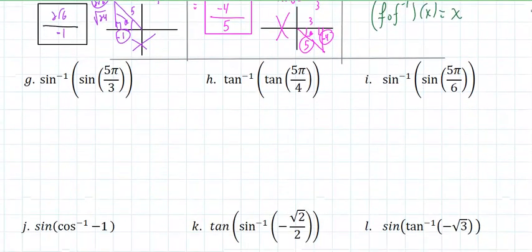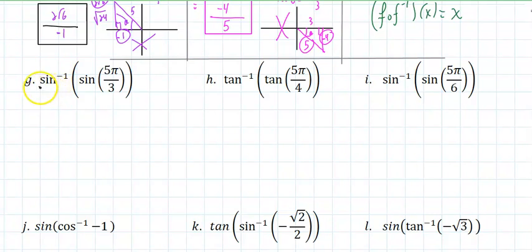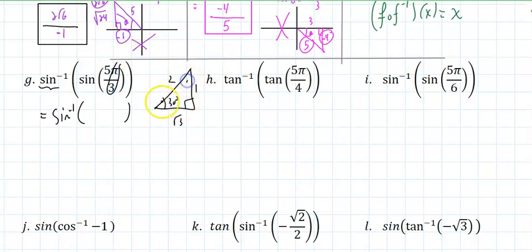Last few problems. I'm looking for an angle. My answer is an angle. This is the inverse sine. Now, this is what we learned in both chapter 6 and 5. This is the triangle, 30, 1, 2, radical 3. What is the sine of 60 degrees? So reference angle is 60 degrees. Sine of 60 degrees is radical 3 over 2.